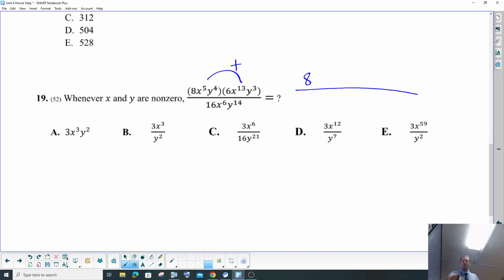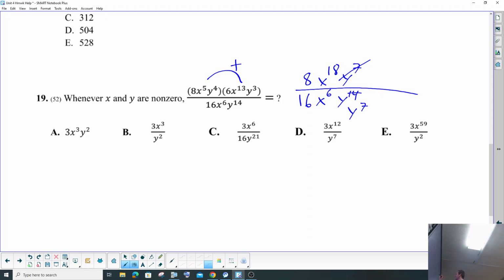No, you try on your own. I'm waiting. You got to be able to do this eventually on the ACT. Get you into college. So x to the 18, y to the 7th power, good. On the bottom we have 16, x to the 6, y to the 14. So that means that 7 of them are gone. Because you have 14 on the bottom, cancel 7 on the top.